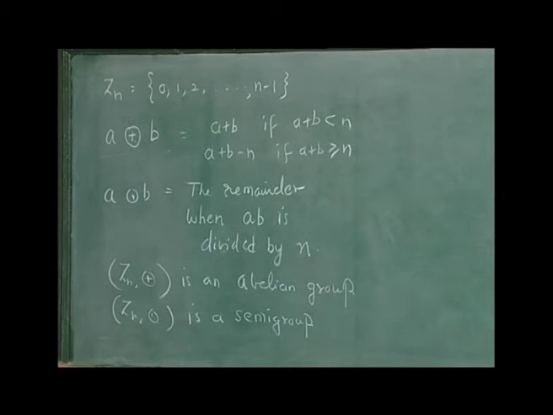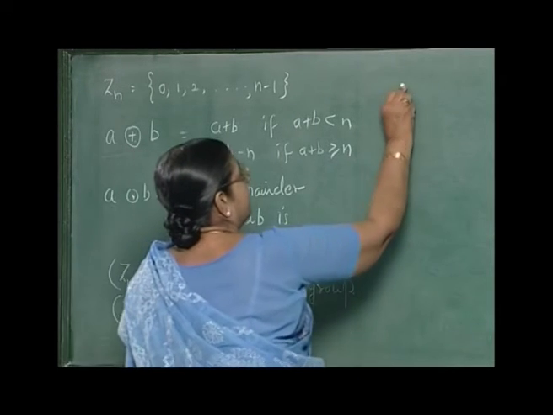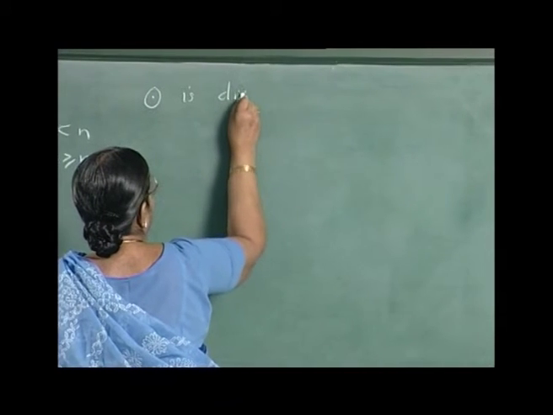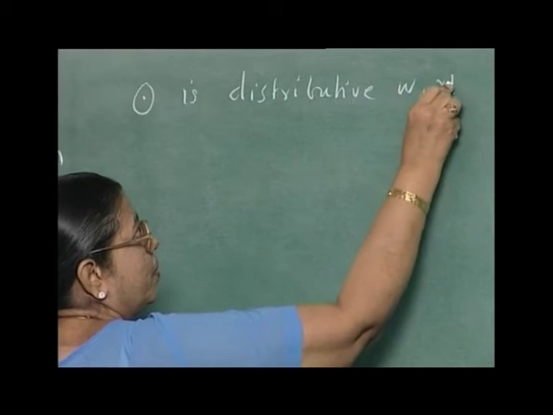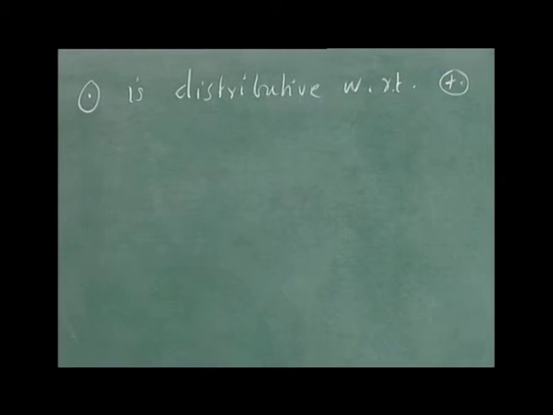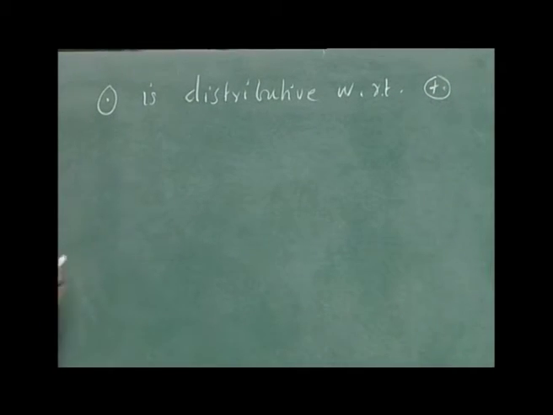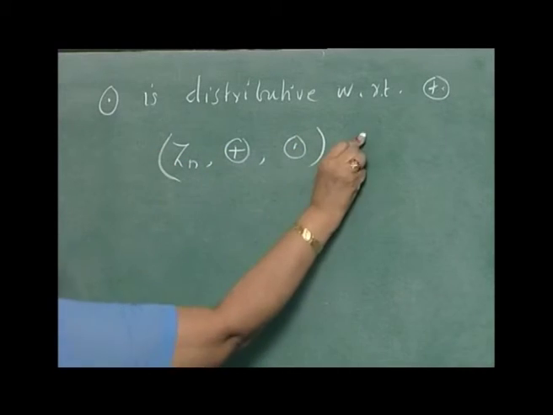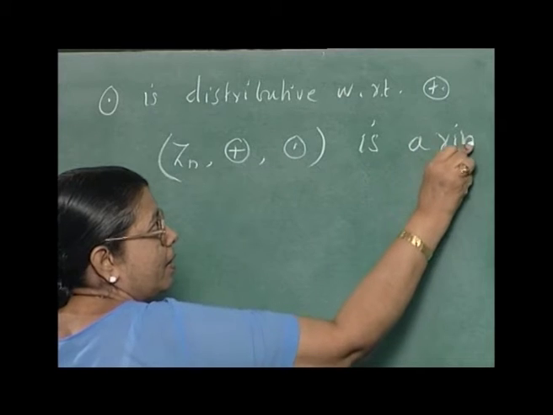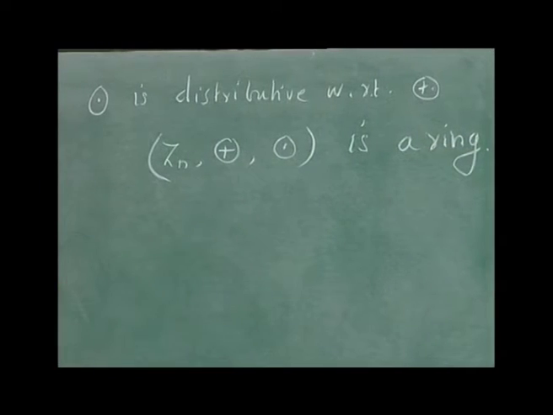Then you can show that this operation is distributive with respect to plus. This again is a routine procedure. Without any difficulty, you can prove that this is distributive with respect to plus. So, all these three conditions are satisfied. So, this example Zn, plus, dot, is a ring. This gives you an example of a ring.